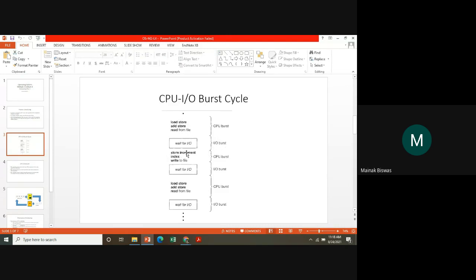Again, it is running instructions like store, increment, index, write to file. So these are CPU bursts. But when it is trying to write to the file, or to the hard disk or your secondary memory, it is waiting for IO. That is called the IO burst. At this time, during the IO burst, the CPU is basically idle, right? So when it starts to read from file, it is waiting for IO to happen, and at that time the CPU is running idle. At that time, the operating system allocates the CPU to another process.